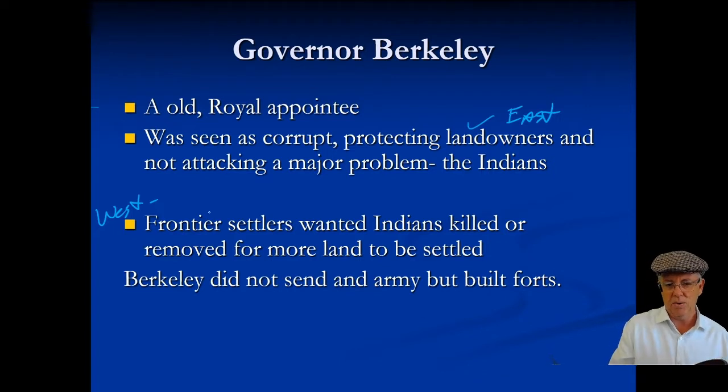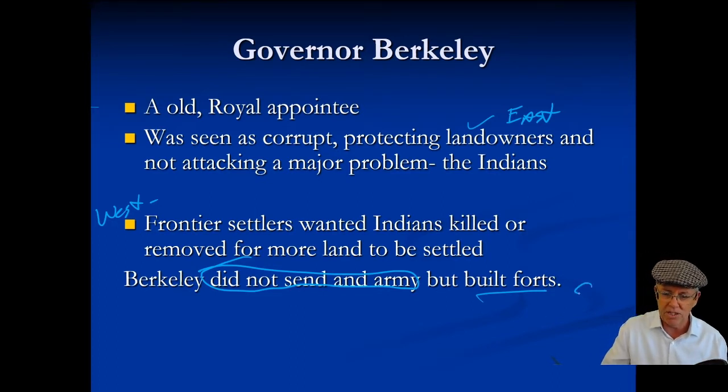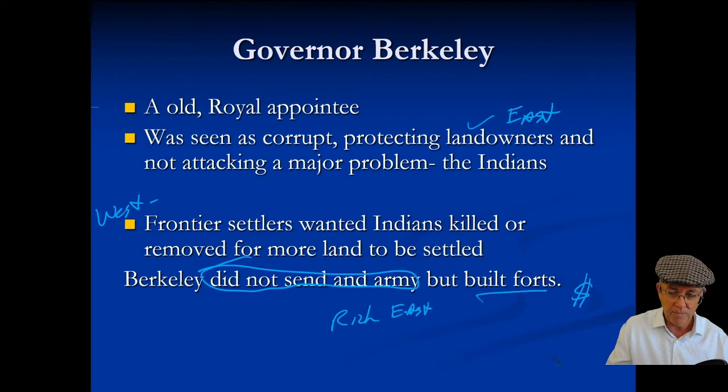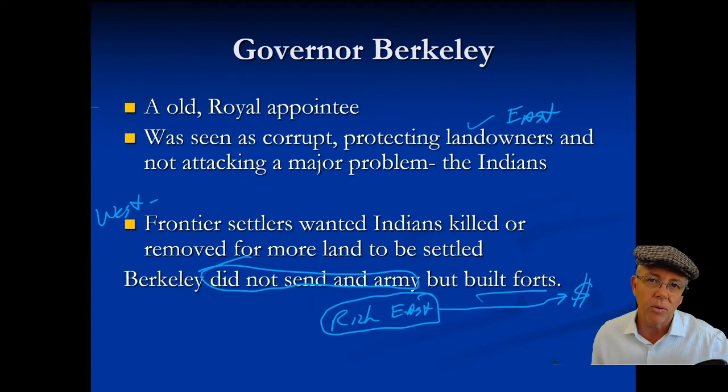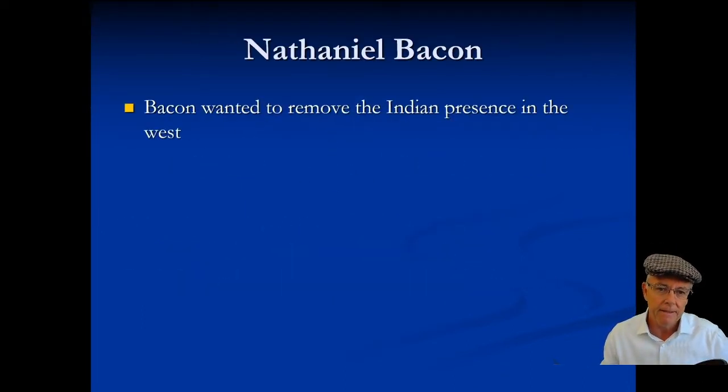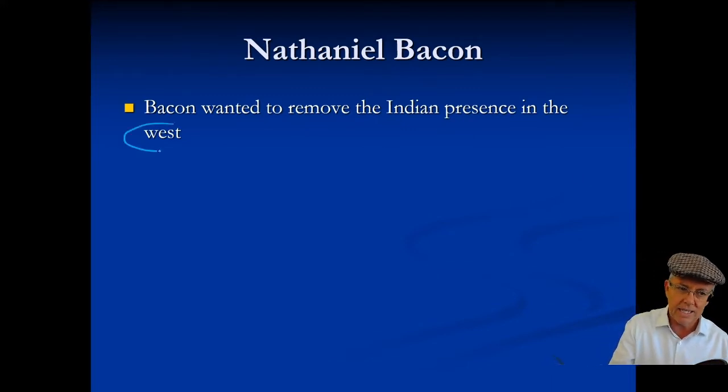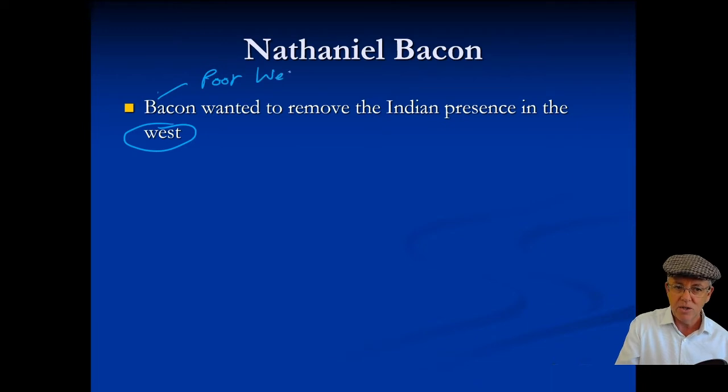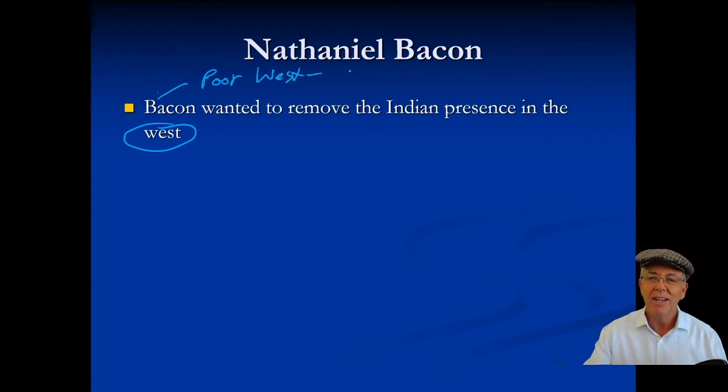And Berkeley said no. Berkeley did not send an army. He did build a couple of forts, but he didn't send an army because the army costs money, and who's going to pay for it were the rich in the East. Do you follow? The rich in the East did not want to spend the money to pay for an army for the people of the West. And that's where Nathaniel Bacon comes in. Bacon wanted to remove the Indian presence in the West. He is supporting the poor people of the West who want their right to kill the Indians with taxes paid for by the colony. You follow?